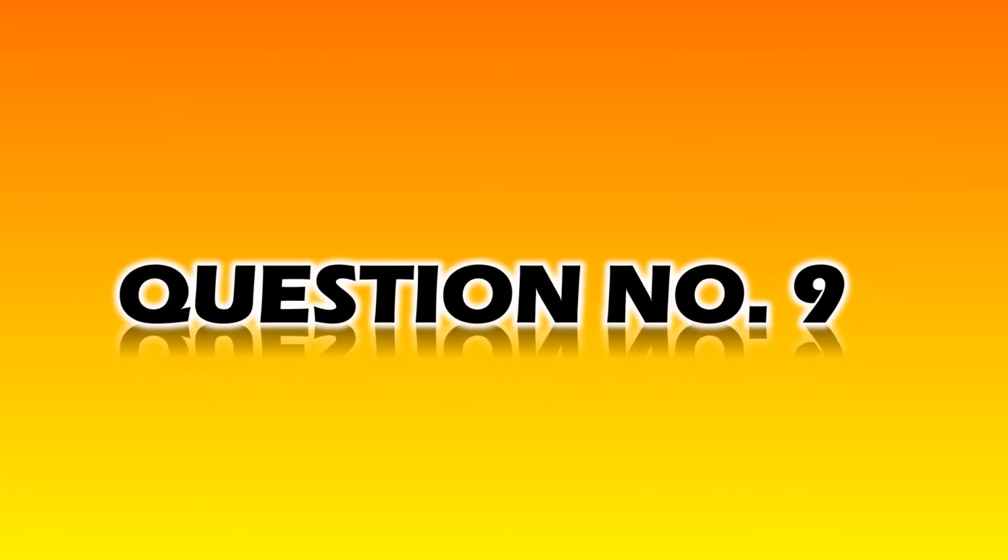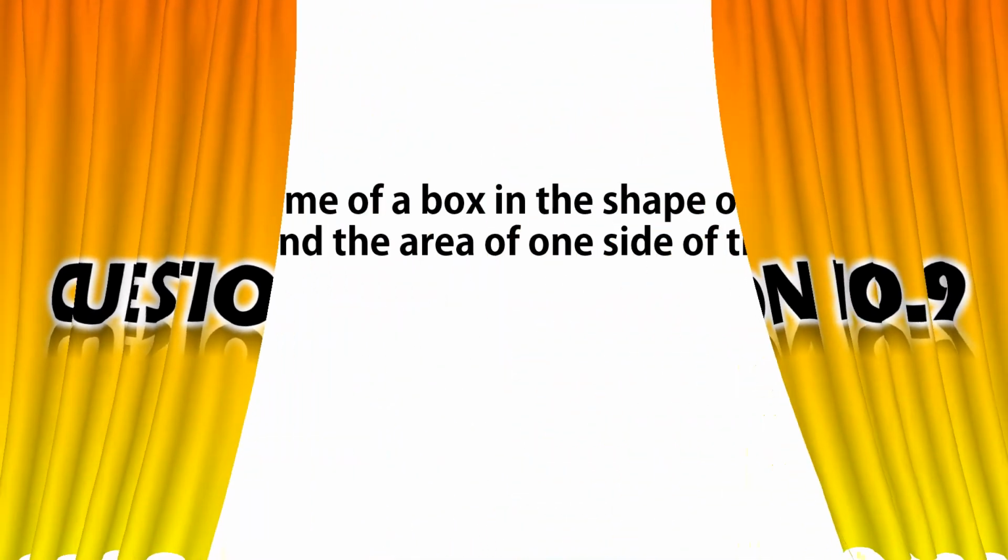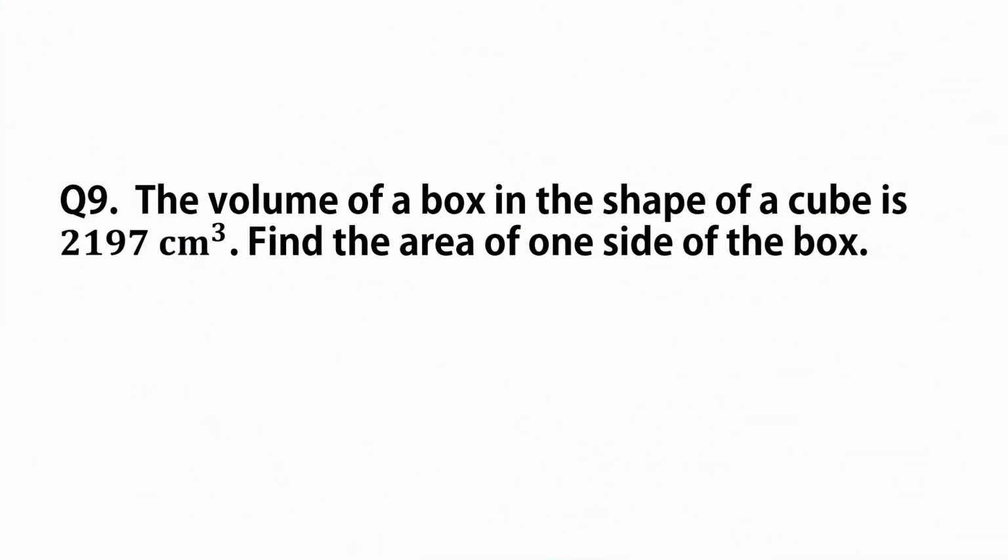Question number 9. The volume of a box in the shape of a cube is 2197 cm³. Find the area of one side of the box.